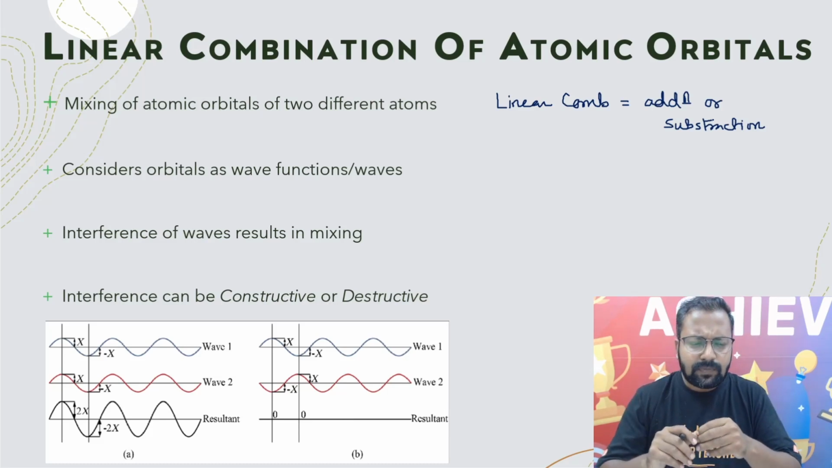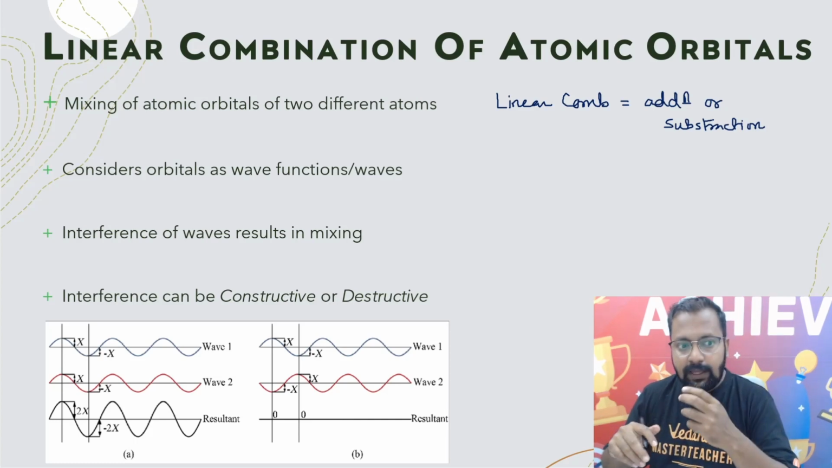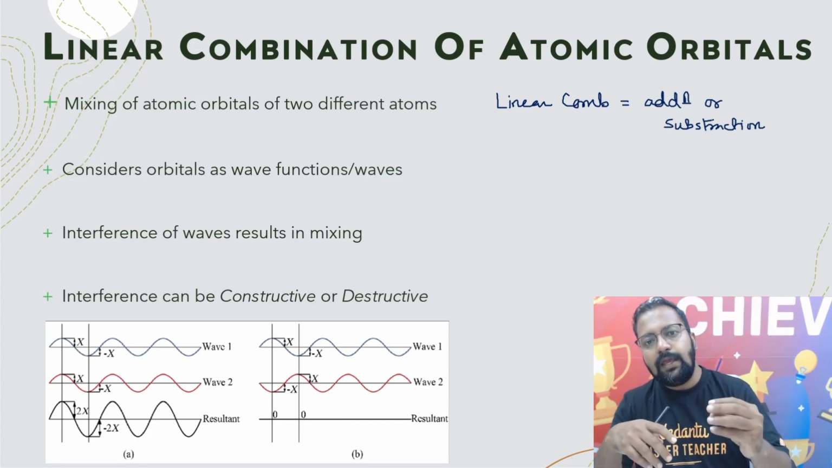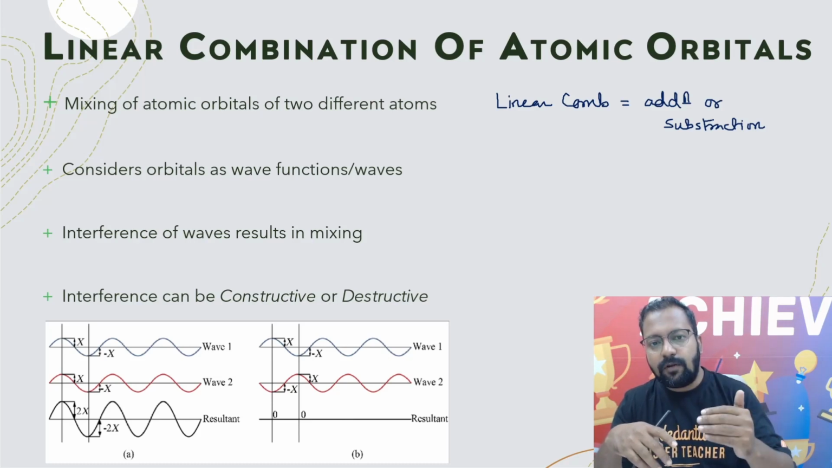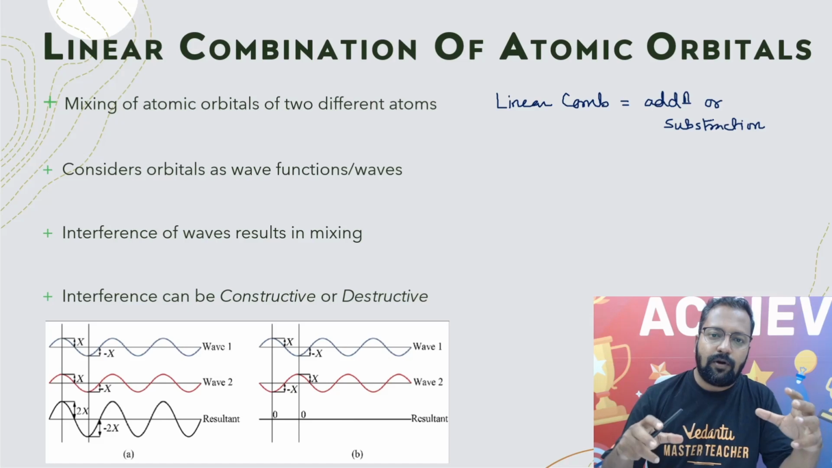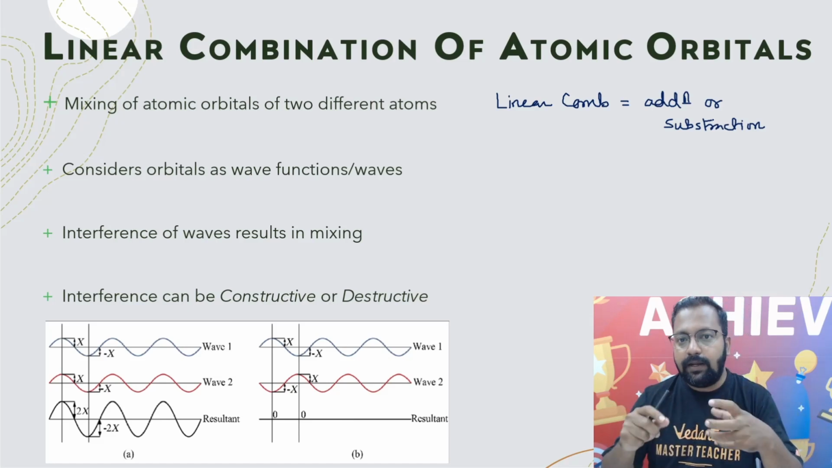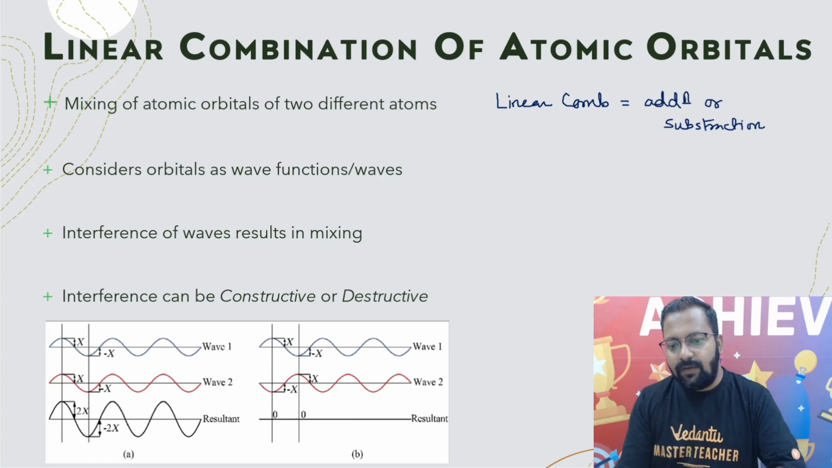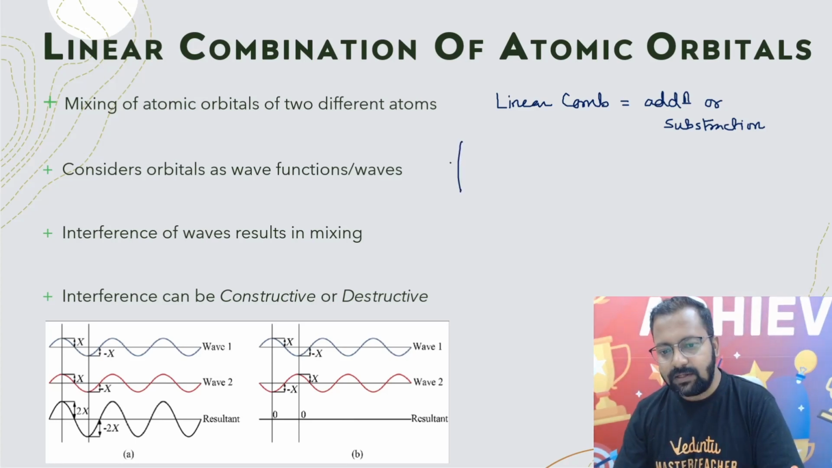ओके, आपको यह समझना होगा कि लीनियर कॉम्बिनेशन, दिस मॉलिक्यूलर ऑर्बिटल थ्योरी is derived from the quantum mechanical model. And in the quantum mechanical model, we consider an orbital to behave as a wave. अब ये wave, whenever we consider a wave, so this wave is like this.